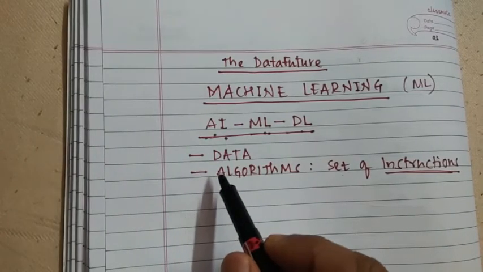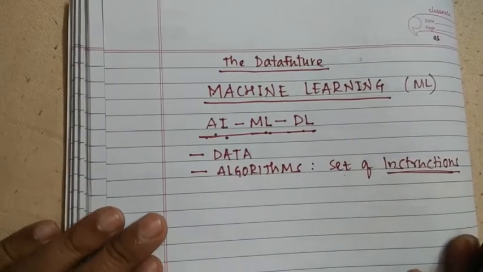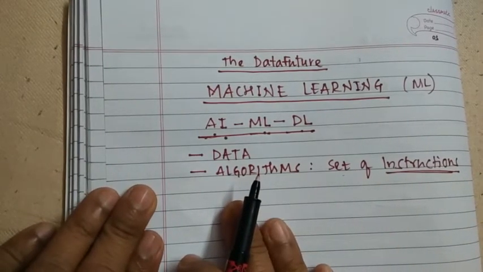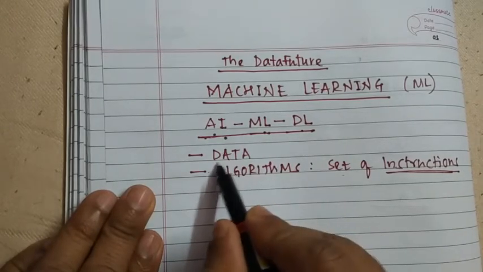there are two important aspects in machine learning. First, the machine learns through data. Very important: the machine learns through data.